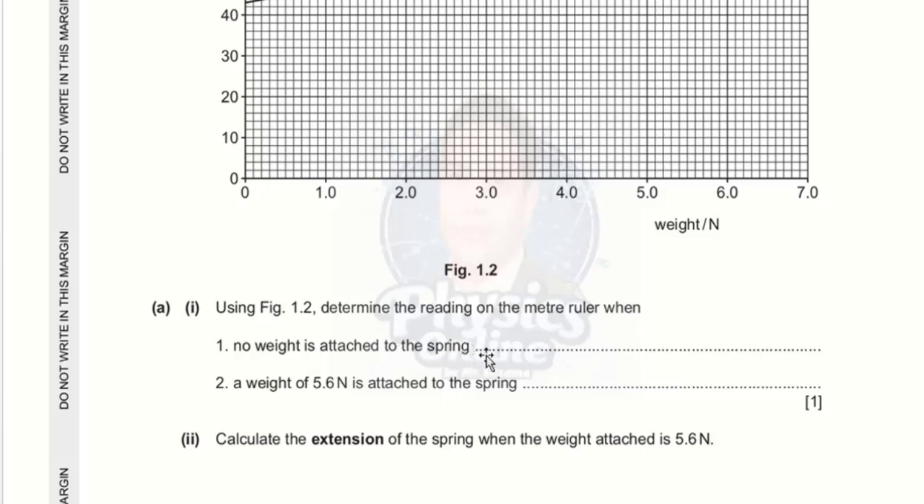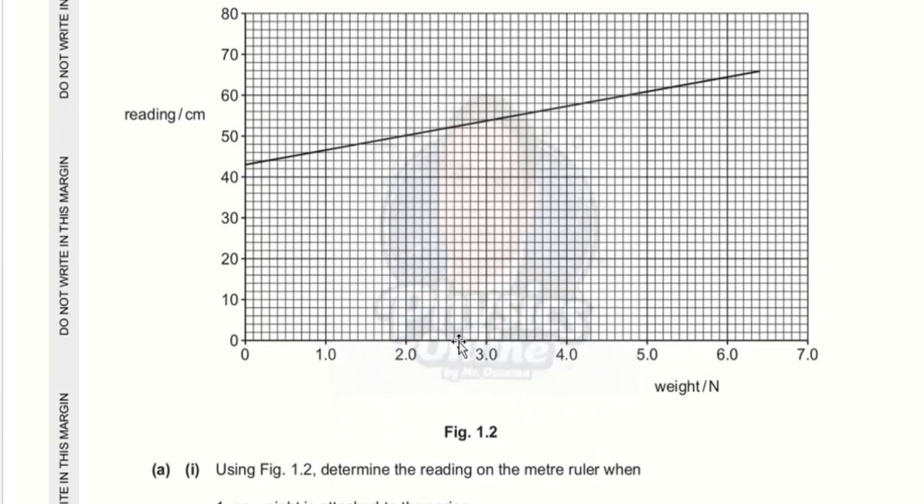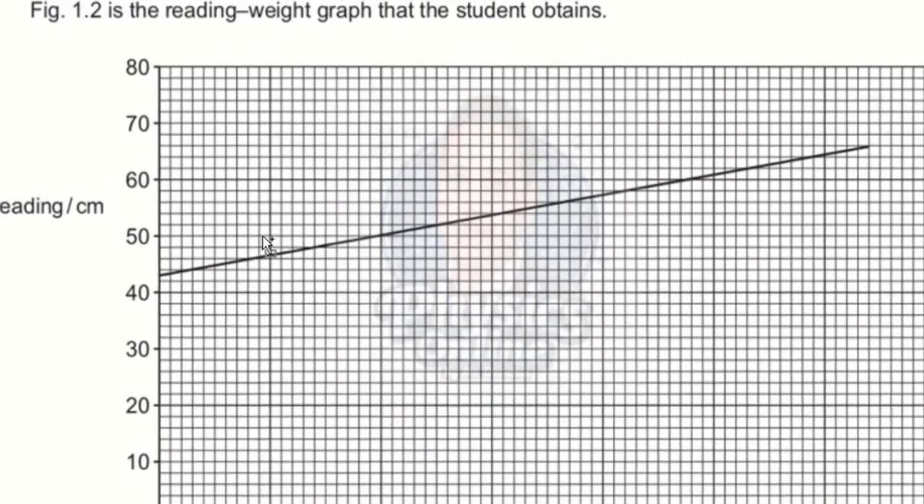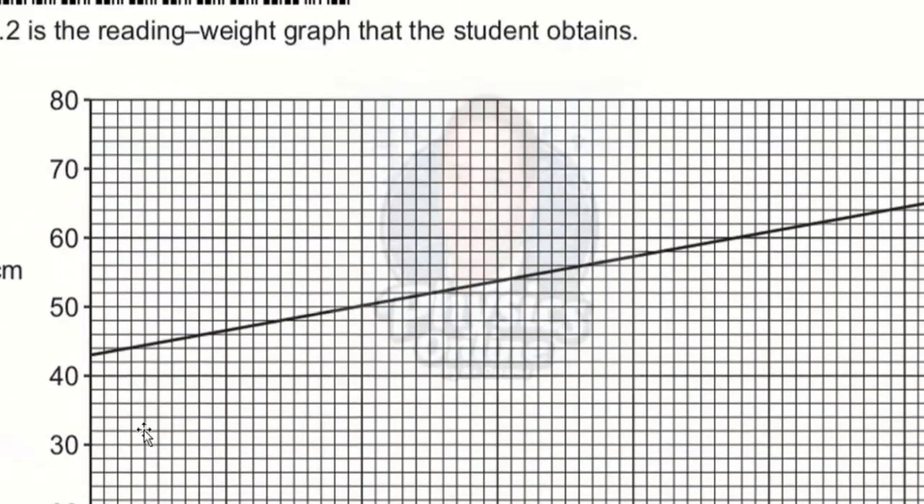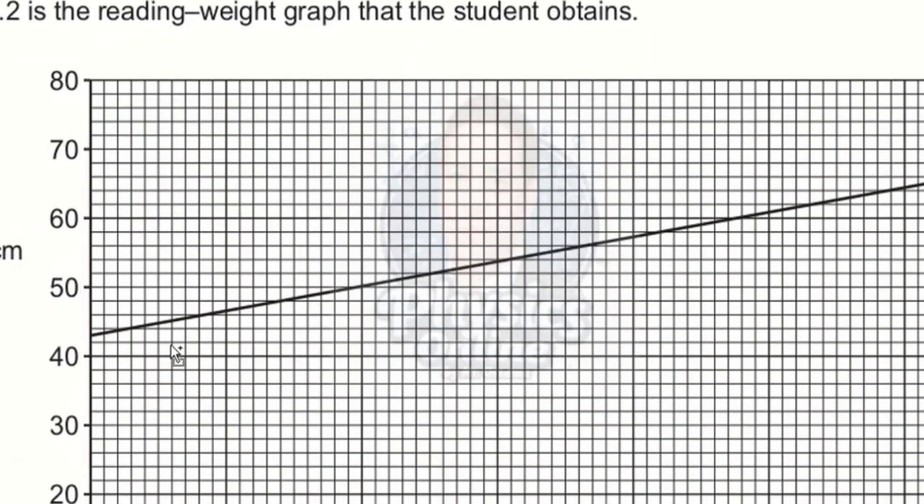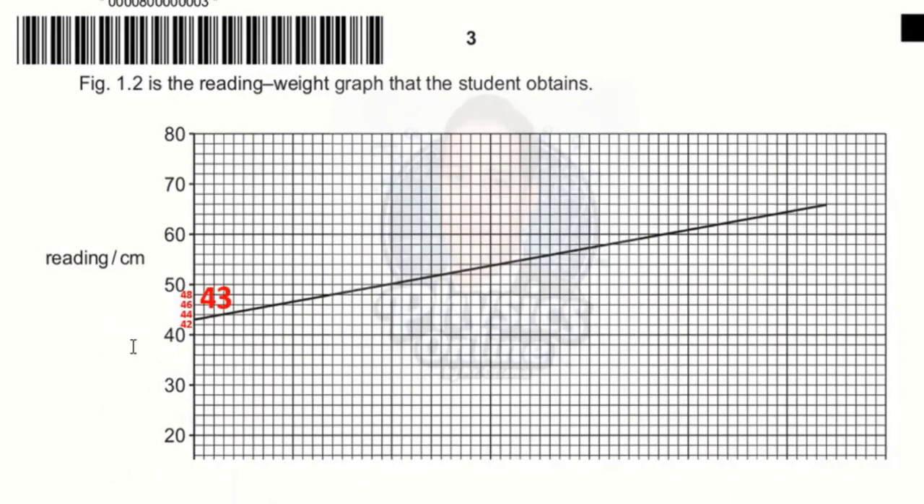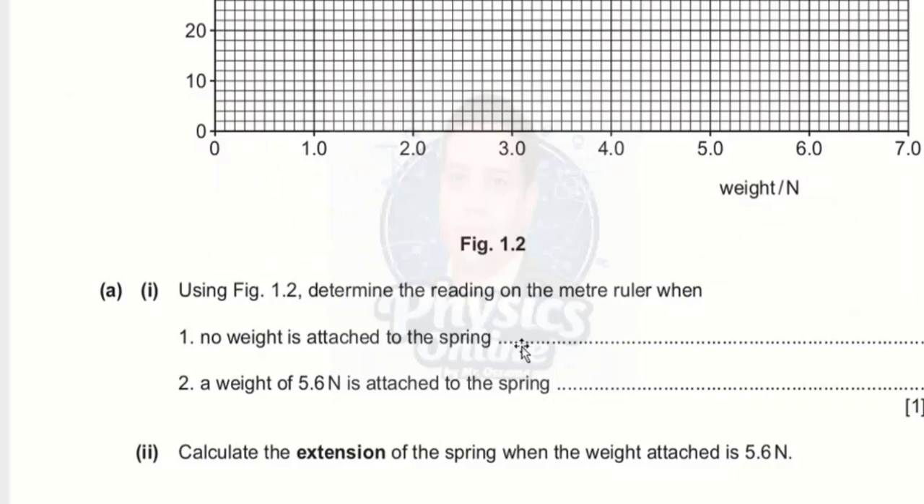When there is no weight attached to the spring, the load or the weight should be 0. So see here, at 0, we'll move to this point. This is 40, 50. So here's 42, 44, 46, 48. So the point here is about 43, and the unit here is centimeter. So when no weight is attached, the reading is 43 centimeter.